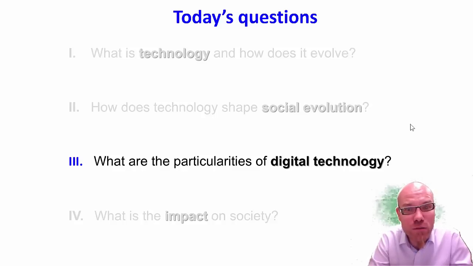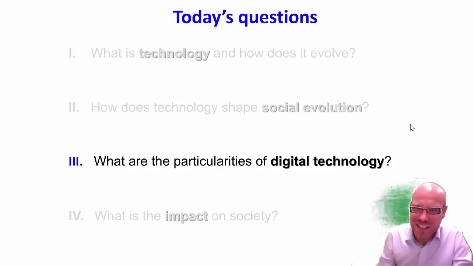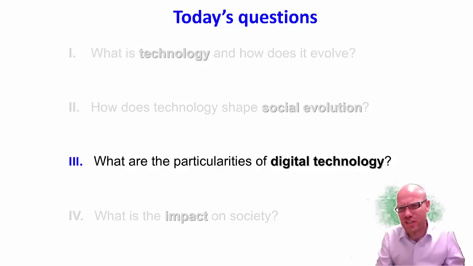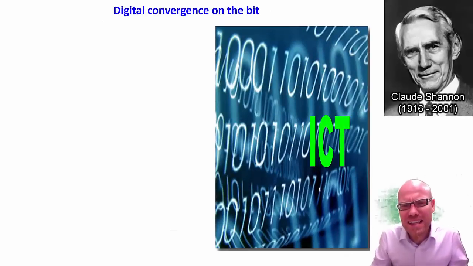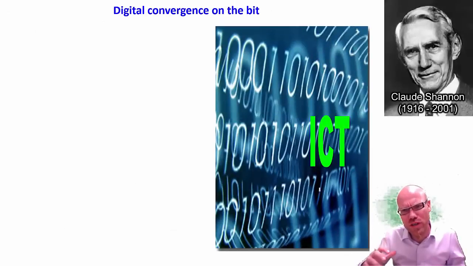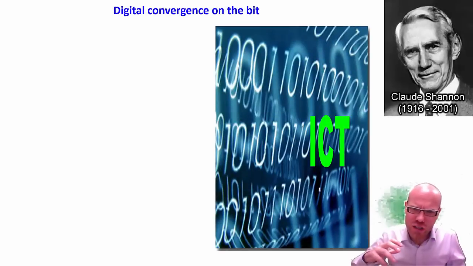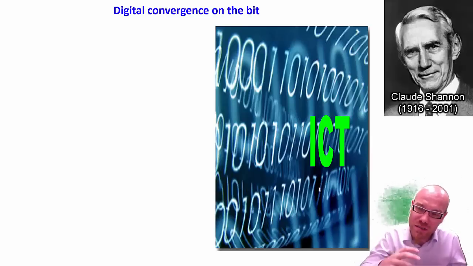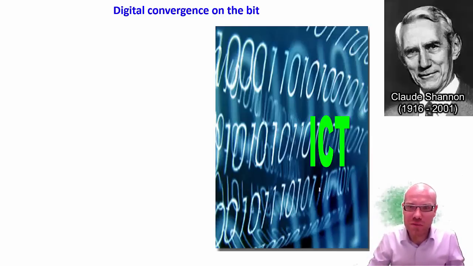So let's look at some of the particularities of digital technologies, the particularities that change and shape the way we are doing things in the digital age. One of the biggest innovations of digital ICT is that it brings three previously distinct technological trajectories together on one common standard, which is the informational bit.